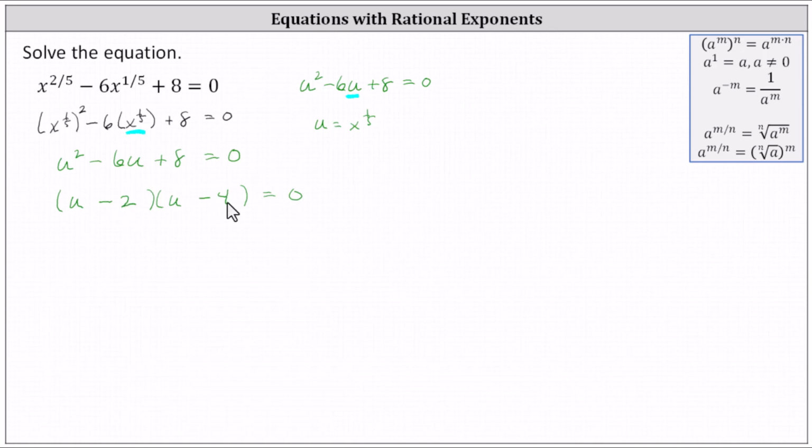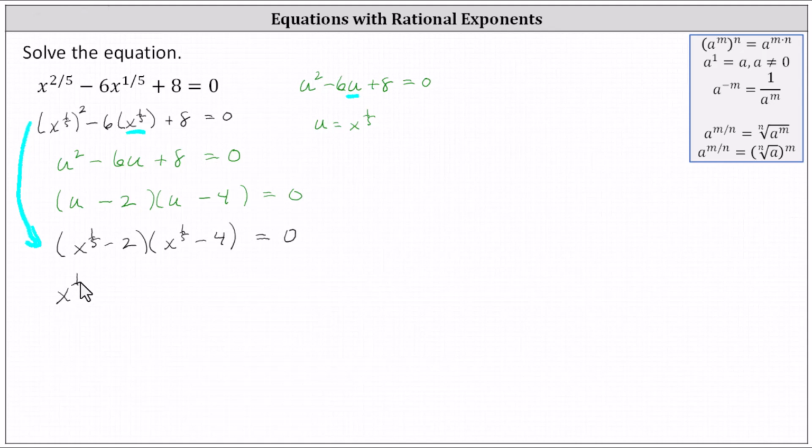But again, u really is x to the power of 1/5, and therefore let's perform substitution again and replace u with x to the power of 1/5. This gives us x to the power of 1/5 minus 2 and x to the power of 1/5 minus 4. After doing a few of these, you may find you can go straight from this form to the factored form without performing the substitution.